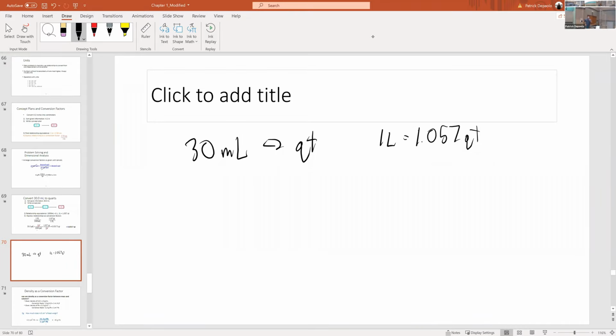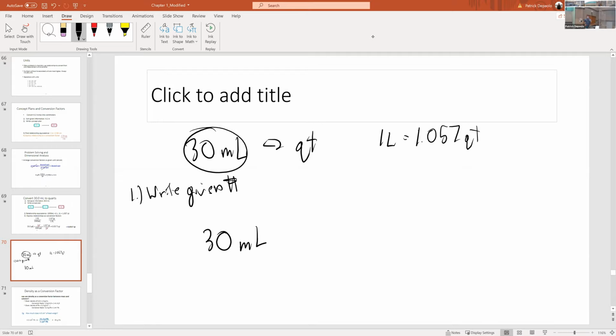Okay, so what we do first, all the time, is write down your given number. And the given number that you have to convert is 30. So you write down 30. And always include the unit.